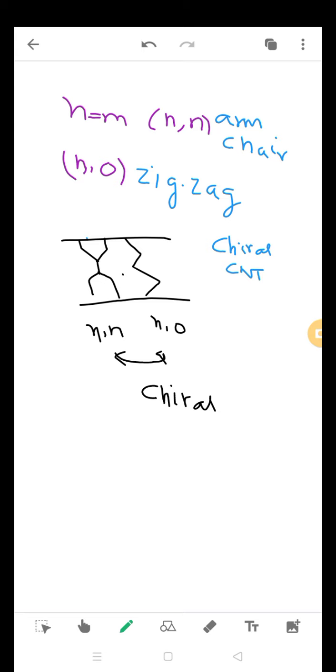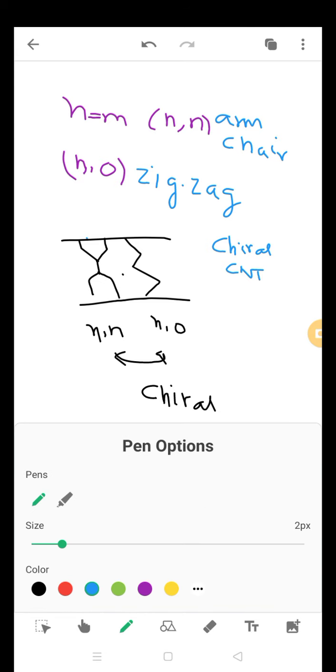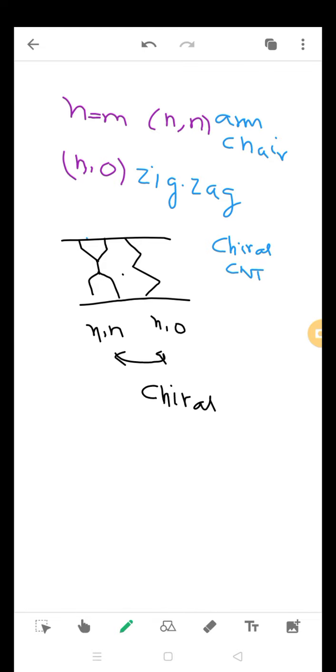Now this is about graphene. Apart from graphene and carbon nanotube, we have another allotrope of carbon which also shows nanomaterial properties, that is called a C60 molecule, or it's also called fullerene.